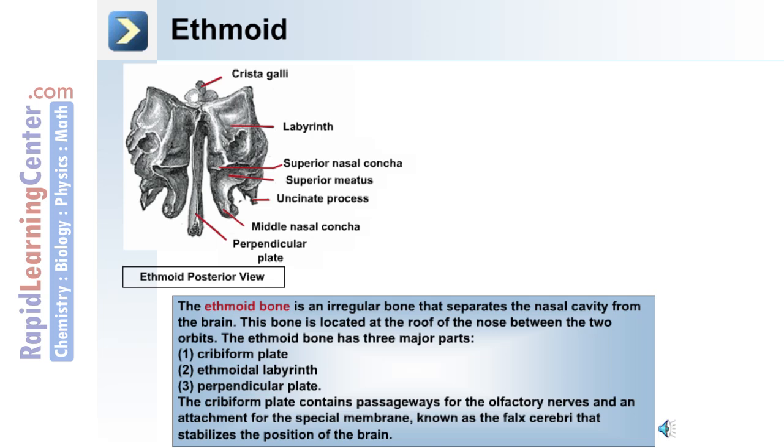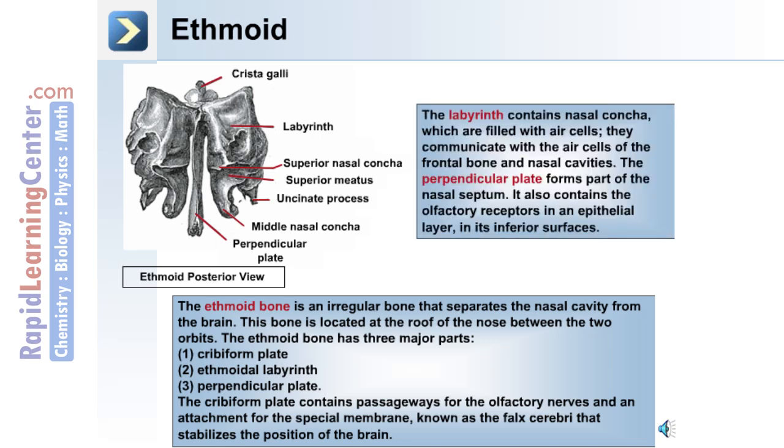The ethmoid bone has three major parts: the cribriform plate, the ethmoidal labyrinth, and the perpendicular plate. The cribriform plate contains passageways for the olfactory nerves and an attachment for the special membrane known as the falx cerebri, which stabilizes the position of the brain. The labyrinth contains nasal concha, which are filled with air cells, and these communicate with the air cells of the frontal bone and the nasal cavities. The perpendicular plate forms part of the nasal septum. It also contains the olfactory receptors in an epithelial layer in its inferior surfaces.